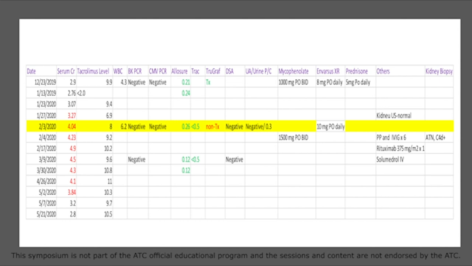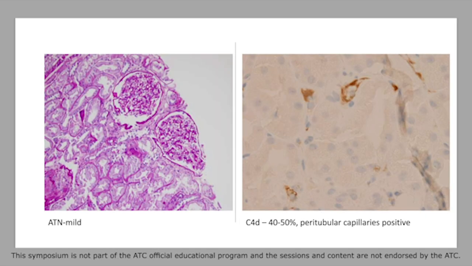Due to suspicion for rejection, the patient underwent a transplant kidney biopsy. As shown in this figure, the panel on the left side shows mild ATN, and the panel on the right side shows the patient had at least 40 to 50% peritubular capillaries which were positive for C4d.